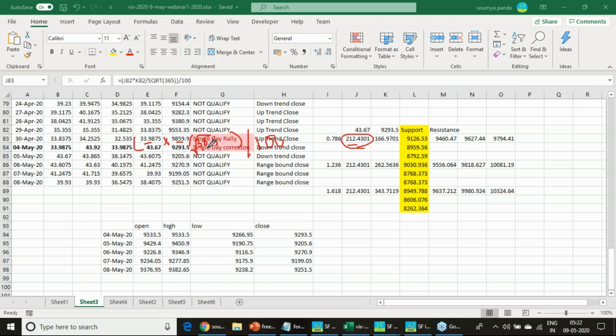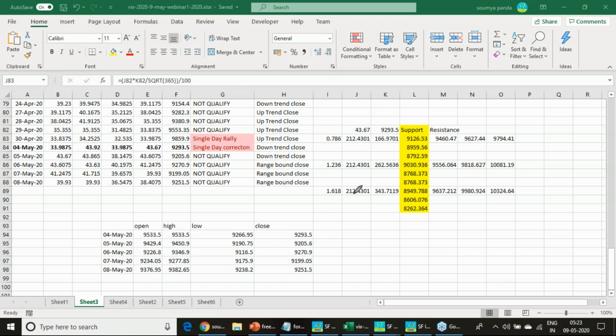Once you get the price range, multiply it with 0.786, 1.236, 1.618. Once you get all these three price ranges, add them to the last traded price and subtract them from the last traded price, and you can get your subsequent resistances and supports.